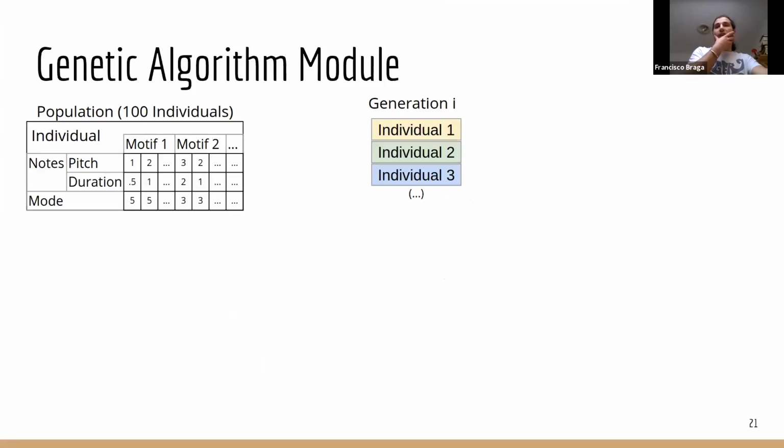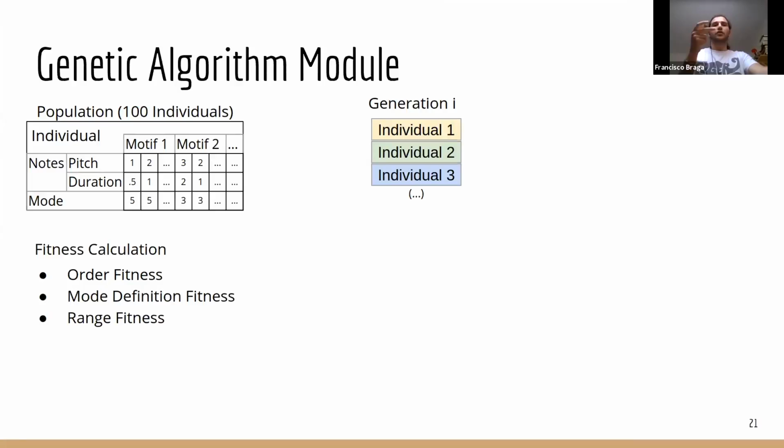For the genetic algorithm, we generate 100 motifs for each segment, and we order them randomly. So we obtain 100 individuals. It's our initial population. And we decided to use three fitness measures: order fitness concerning the order of the motifs, mode definition fitness, which is how well a certain mode is represented in a motif, and range fitness, which is simply to avoid having a too wide range in a certain motif.